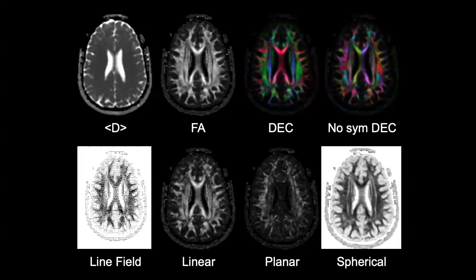But we can also say something about the shape of the ellipsoid, which some people have used. So we have linear, planar, and spherical. Linear would be that it's prolate, kind of like the shape of a football. Planar would be that it's oblate, like an M&M, and spherical, obviously, a sphere. So there are other ways to represent this data.